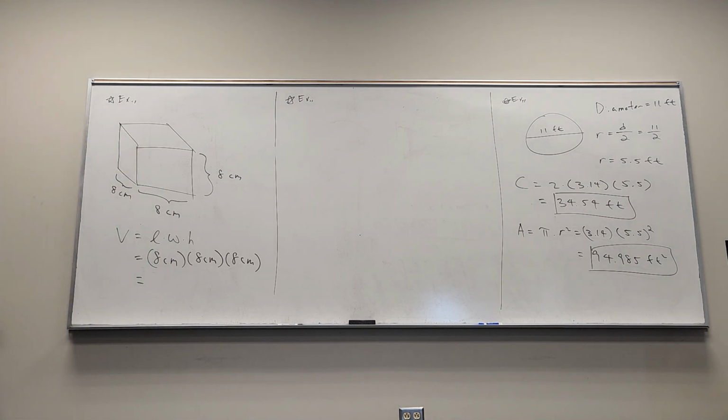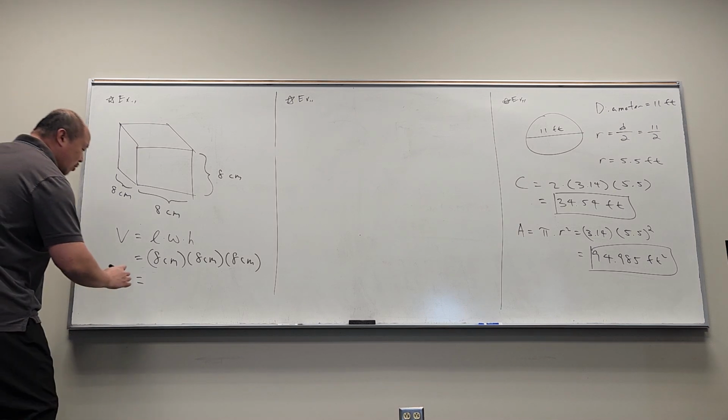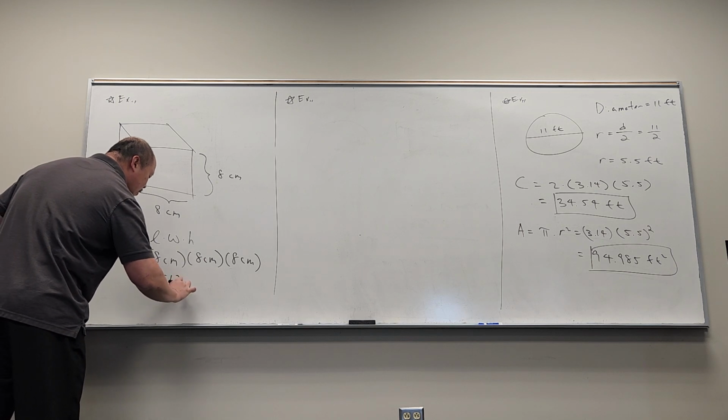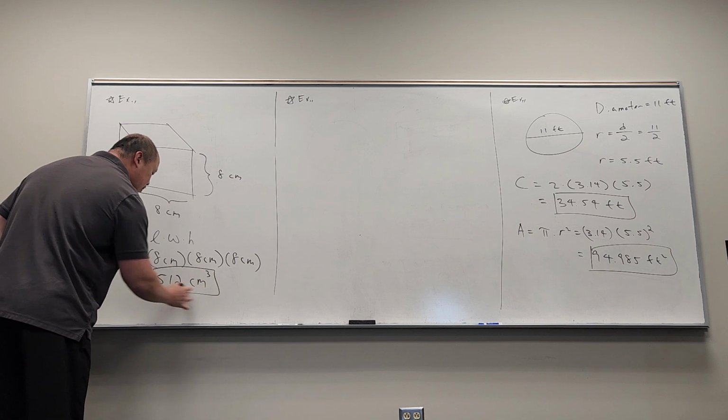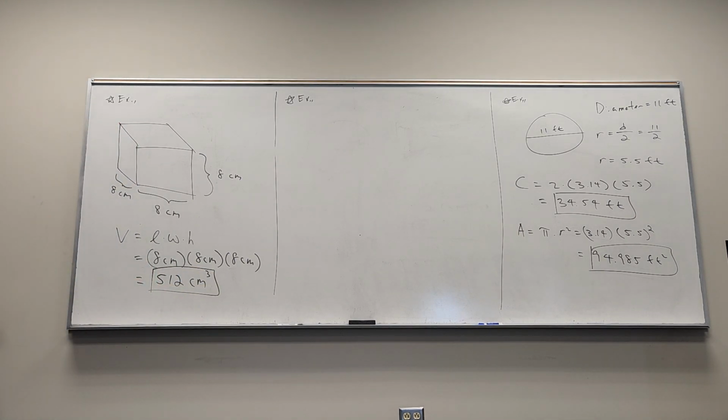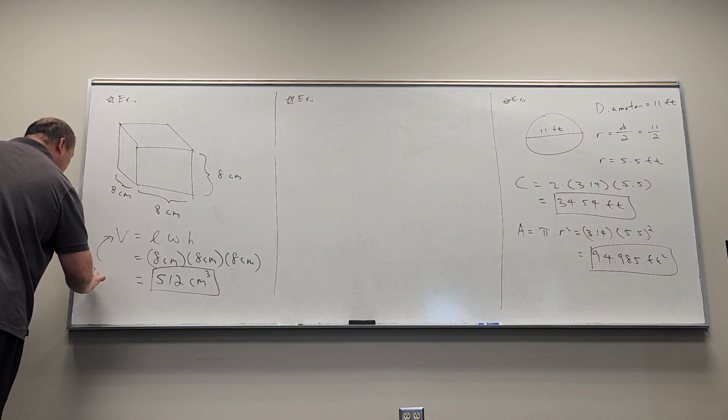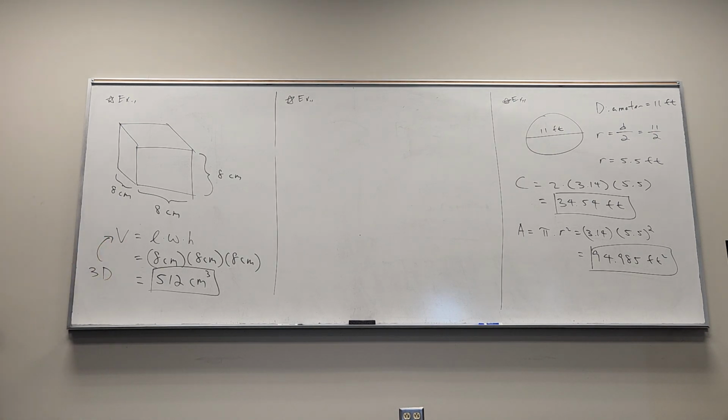8 times 8 is 64, times 8 is 512. So this guy's 512, and that will be centimeters to the third power, so cubic centimeters. What that means is volume is always going to be 3-dimensional, right? So this guy's 3-dimensional. The 3Ds.